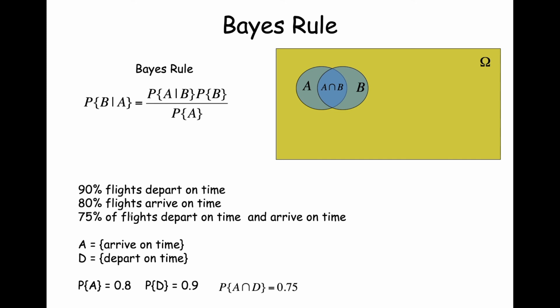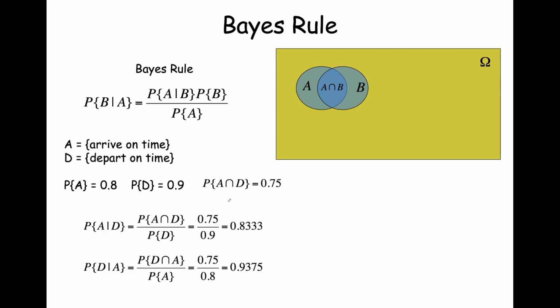We also have 75% of flights depart on time and at the same time arrive on time. So that's what you want, that's optimal for a flight. But just because you arrive on time doesn't mean you depart on time, and just because you depart on time doesn't mean you arrive on time. But in this case, 75% of the time, the flights will both depart on time and arrive on time. From our definitions, the probability of event A, arrival on time, is 0.8. The probability of D, departure, is 0.9. And the probability of A and D, arrival and departure, is 0.75.